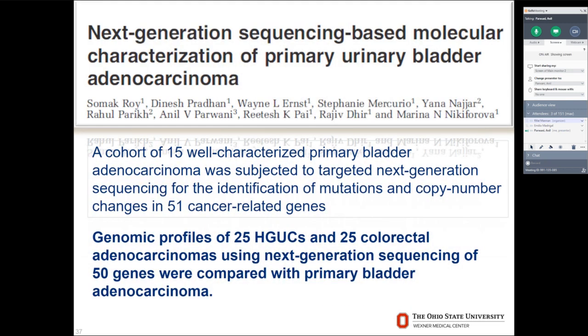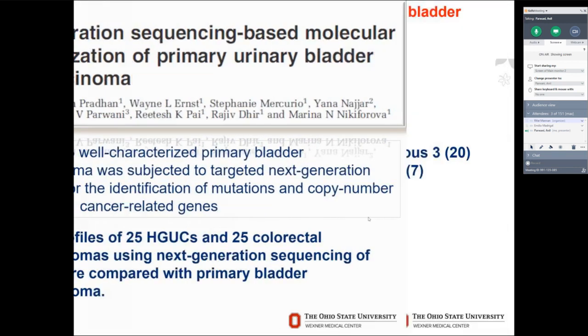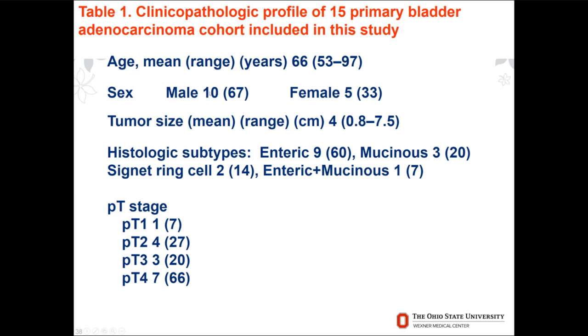This is a study that was just published 2 years ago, where a bunch of bladder adenocarcinomas were sequenced by Dr. Roy. They looked at genomic profiles of 25 high-grade urothelial carcinomas and 25 colorectal adenocarcinomas using next-generation sequencing. Patients were predominantly male. Their average age was 66, and they had different subtypes, including enteric, mucinous, signet ring, or mixed. The majority of them had a high T stage, T4.